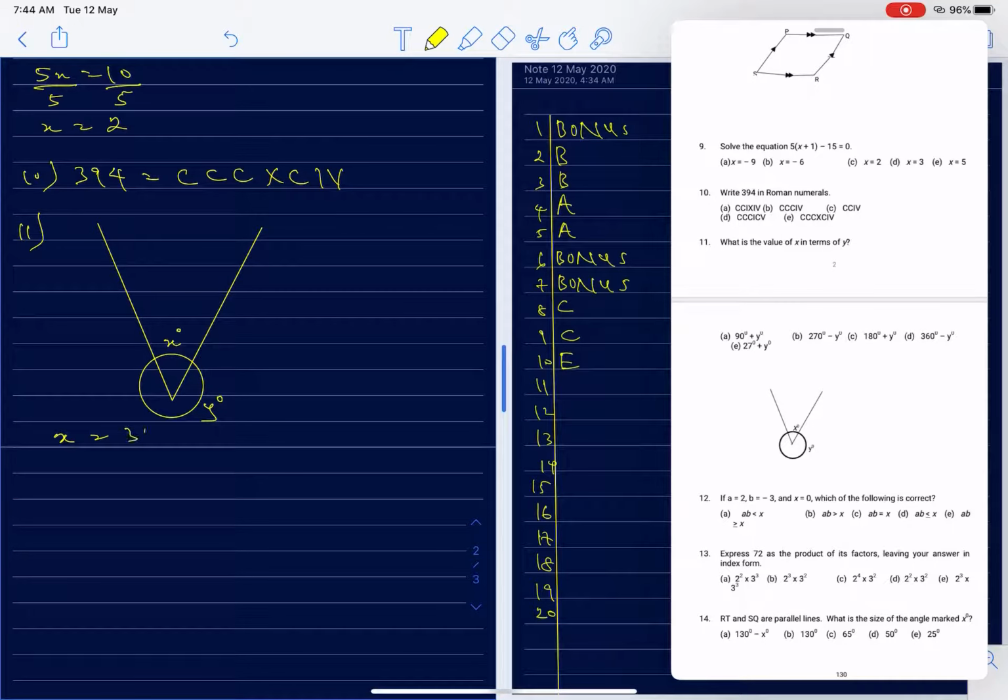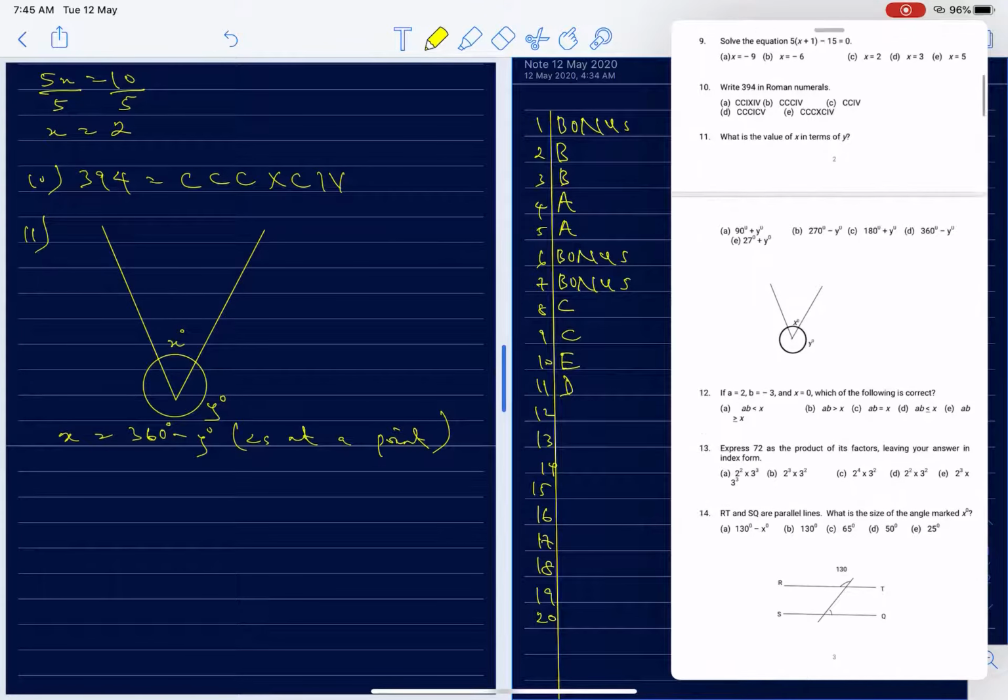X equals 360 minus Y. 360 degrees minus Y degrees. And the reason for that is angles at a point. The sum of angles at a point is 360 degrees. That means X plus Y is 360 and X is 360 minus Y. 360 degrees minus Y degrees. The answer to that is D.